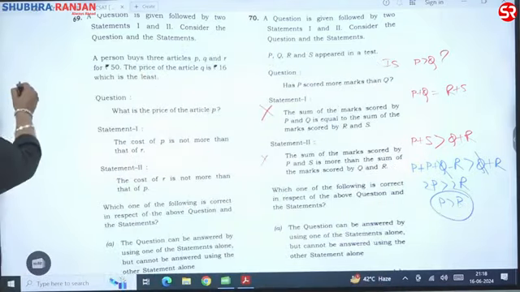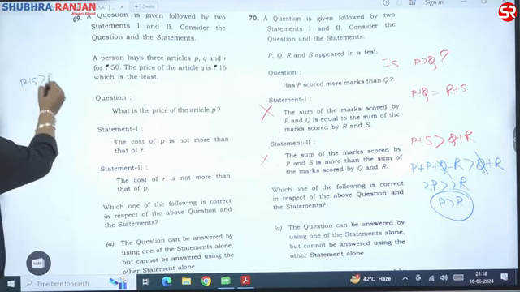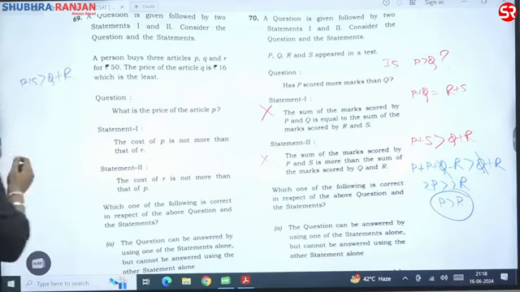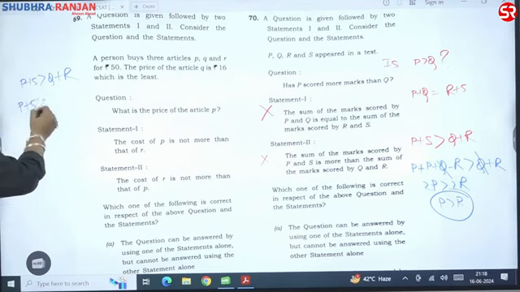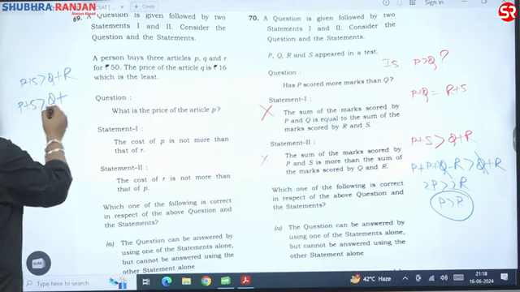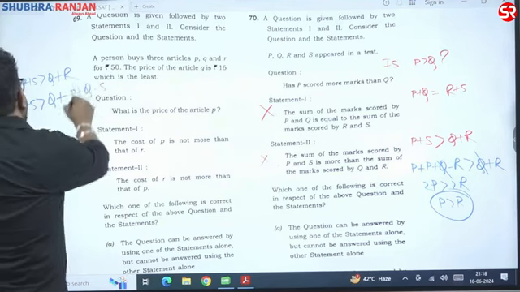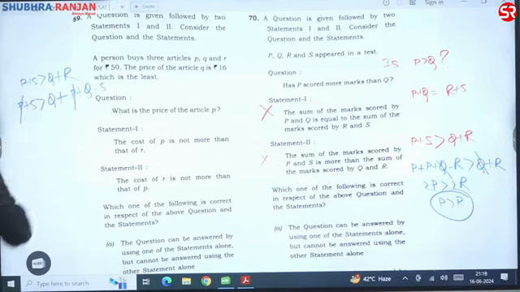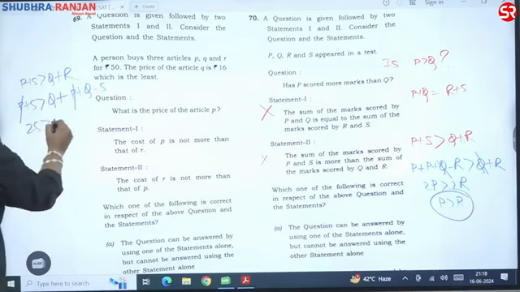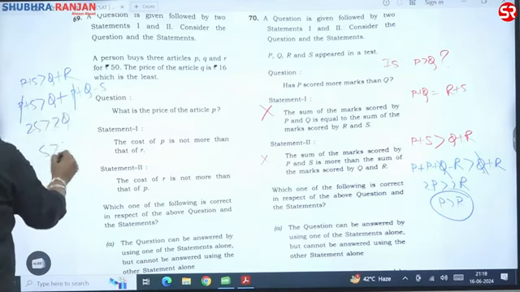Again, P plus S is greater than Q plus R. Let me put the value of R. R is P plus Q minus S. So this cancels with this. 2S is greater than 2Q. S is greater than Q.